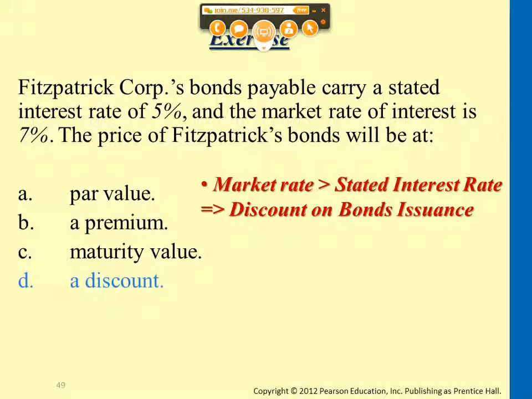If it's the same, then there will be issuing exactly at the face value. So if it was $100,000, it will be at $100,000. A discount means that the company is only able to borrow less money than $100,000.